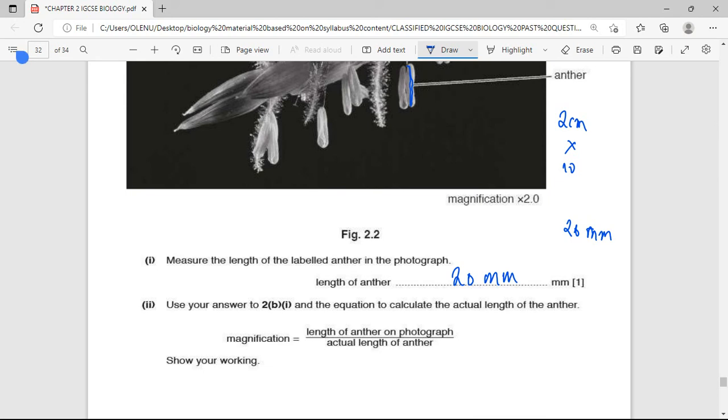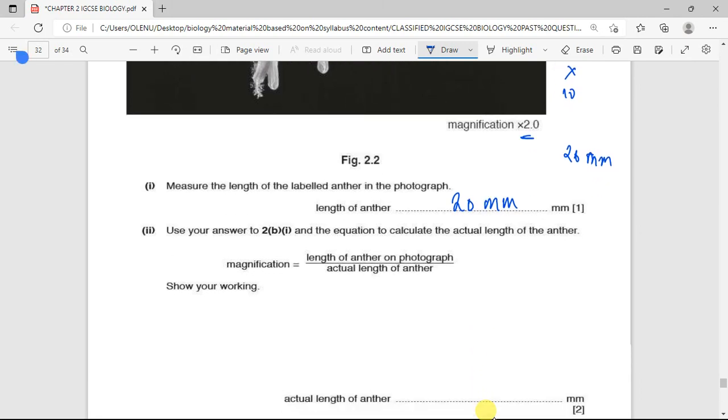They now said use your answer to figure 2.2 and the equation to calculate the actual length of the anta. So if you look at this figure, the magnification is times 2. So magnification here is given. We have our length of anta. We need to calculate actual length. So magnification 2 is equal to length of our anta, which is 20, divided by actual length. If you cross multiply, you have actual length times 2 is equal to 20. So your actual length is equal to 20 divided by 2. So my answer here will just be 10.